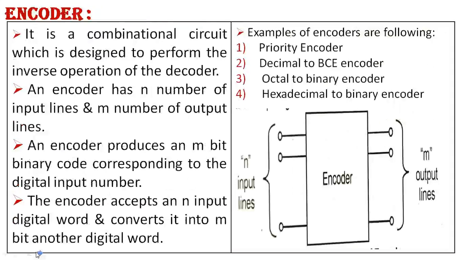Next concept is the encoder. It is a combinational circuit which is designed to perform the inverse operation of the decoder. An encoder has n number of input lines and m number of outputs. An encoder produces an m-bit binary code corresponding to the digital input number. The encoder accepts an n-input digital word and converts it into another m-bit digital word. Examples of encoders are priority encoder, decimal to BCD encoder, octal to binary encoder, hexadecimal to binary encoder. The following diagram shows the block diagram of an encoder, with n input lines converted into m output lines.